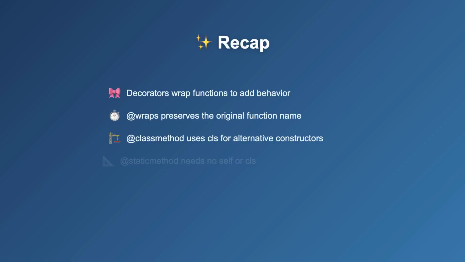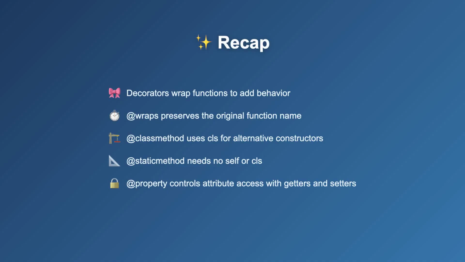Let us recap decorators and class methods. Decorators wrap functions. Use wraps to keep names. Class method uses cls. Static method needs no self. Property makes methods feel like attributes.